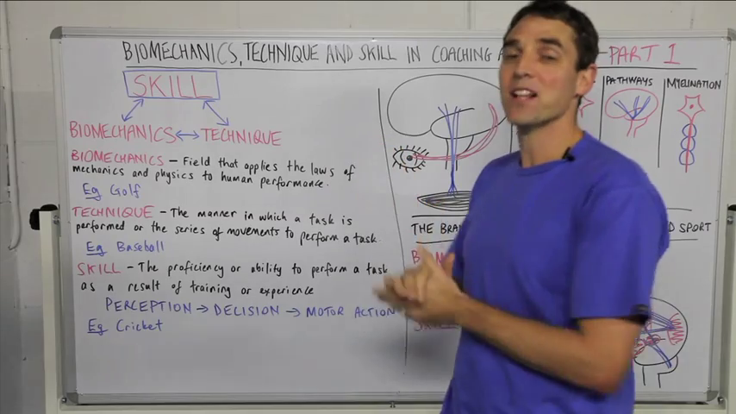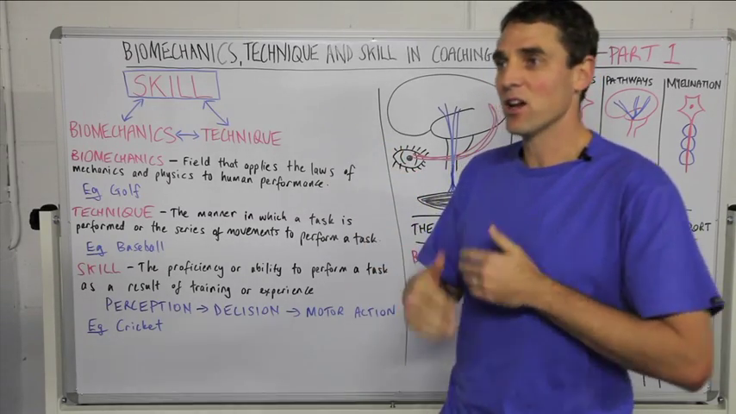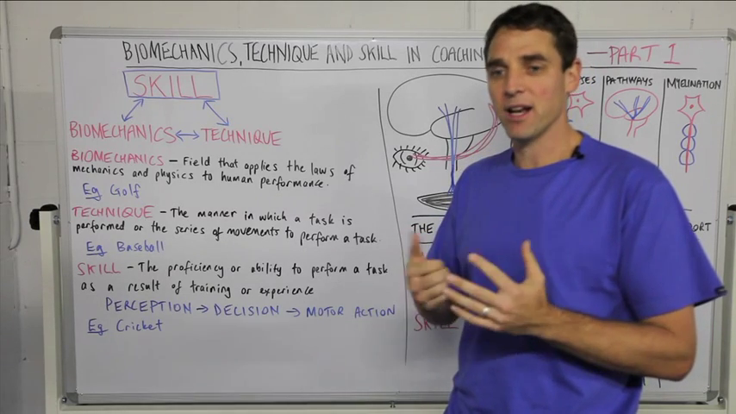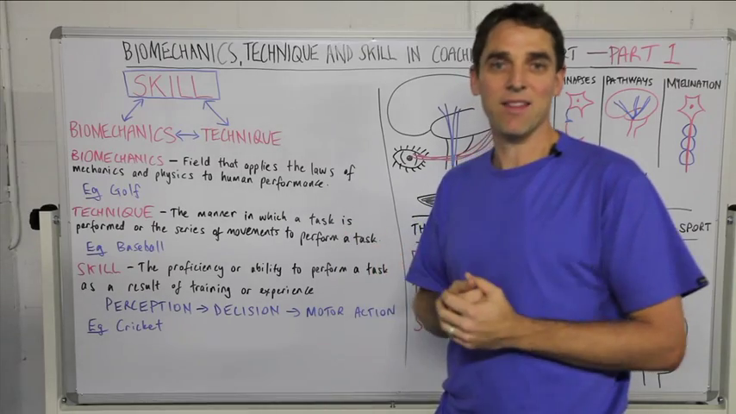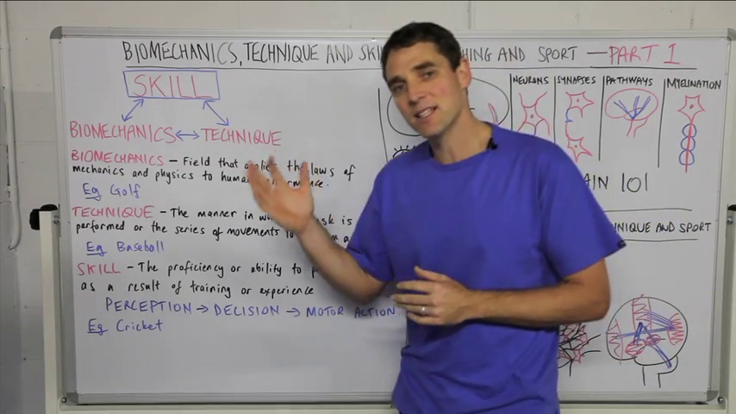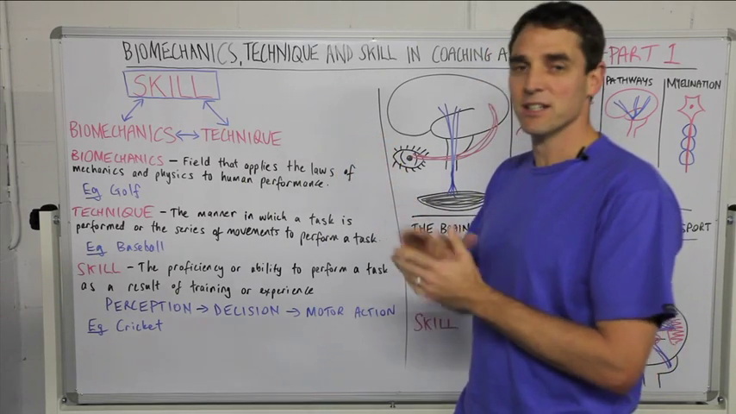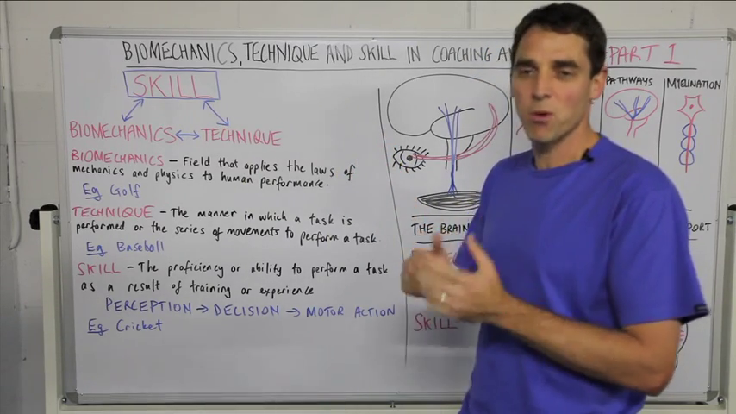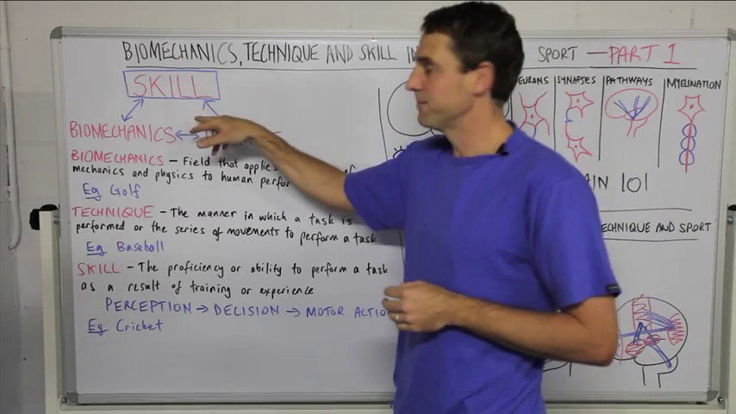So I suppose part two will be: how can we take this information and learn how to actually implement it to make our kids perform better in their skill-based sports. In particular today, it's going to be really related to skill-based sports. Things will change a little bit if it's not necessarily a skill-based sport, but we'll go over that as we go along. So we can see this little triangle here.